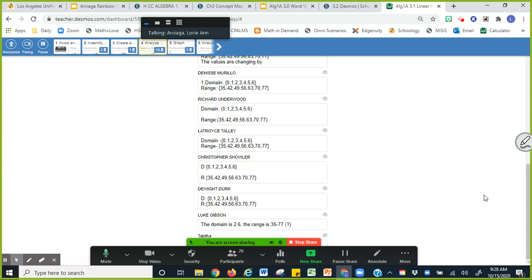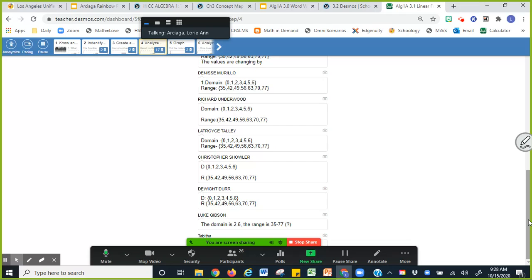So if you look at your screens, the domain is a list of numbers that can be found in the first column, the X column, which are the possible number of members joining the fitness club. Now, that's an interesting one. You said the range is 35 to 77. Does that include 36? Does that include 74?